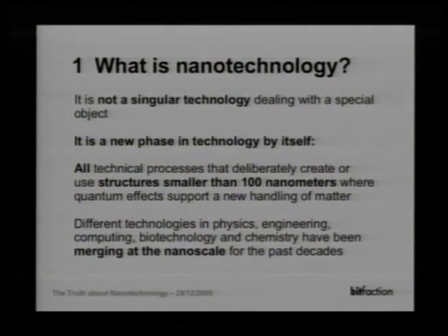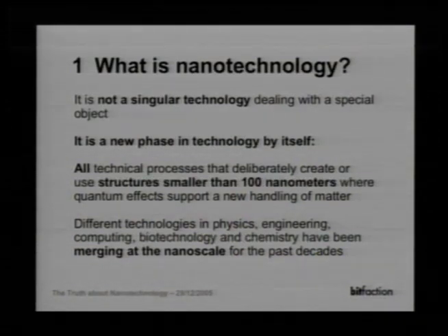So let's start with a definition. It's very important that you realize that it is not just another singular technology that deals with a certain object, like, say, biotechnology dealing with all things that are happening within cells. I'd say it's more like a new phase of technology by itself. So the common definition is that nanotechnology means all technical processes that deliberately create or use structures smaller than 100 nanometers, where quantum effects support new handling of matter. And this is just the culmination where different technologies that have been around for some decades merged together in the past, let's say, 15 years.